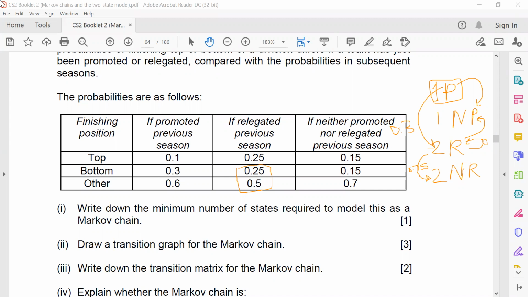Sorry guys. What I was trying to say is, do you get the logic when I said this 0.25 represents the probability that I transit from 2R to 1NP? Does this make sense to you guys? Savi and Mihir, can you hear me? Yes, ma'am. Okay, so now can you guys figure out the rest of these probabilities on your own?